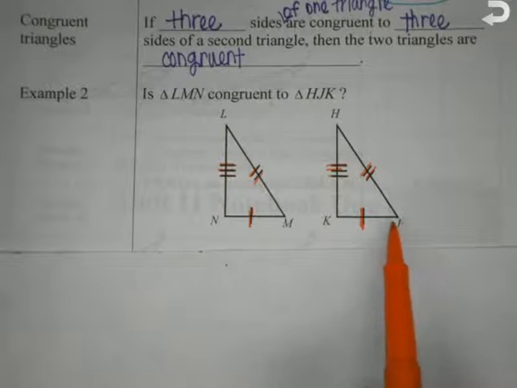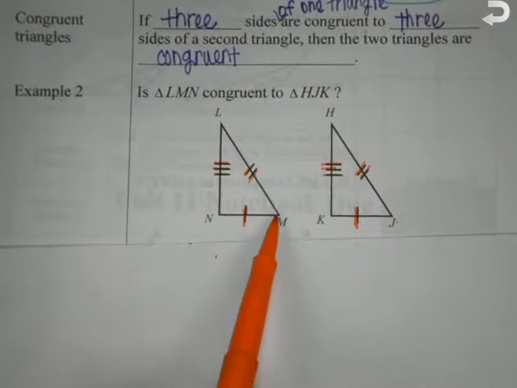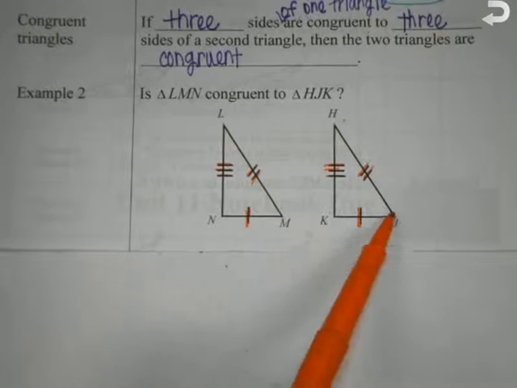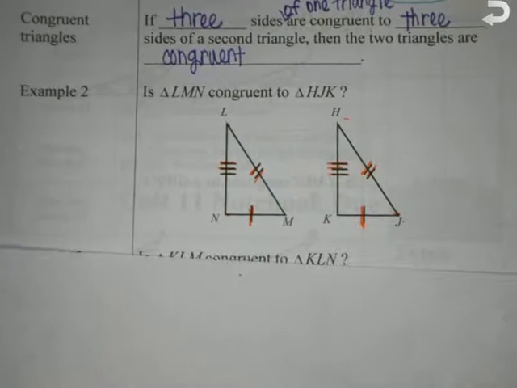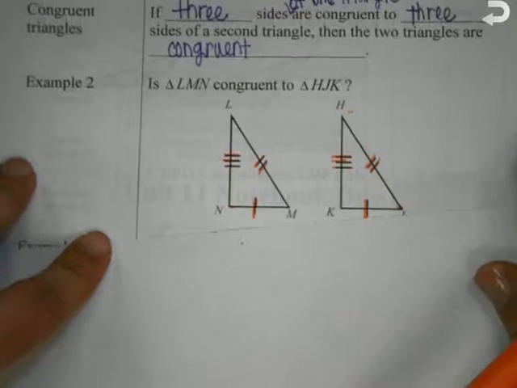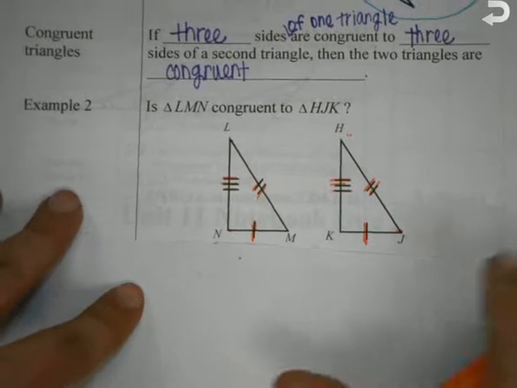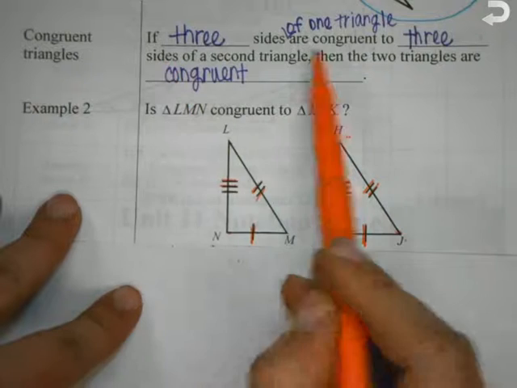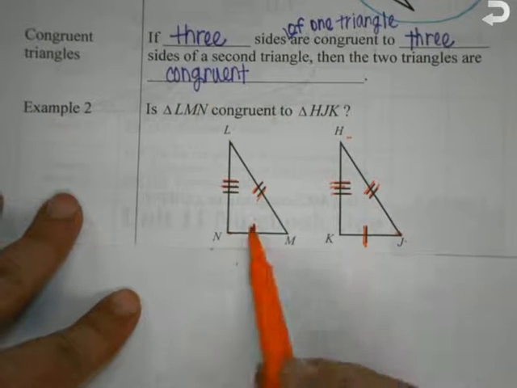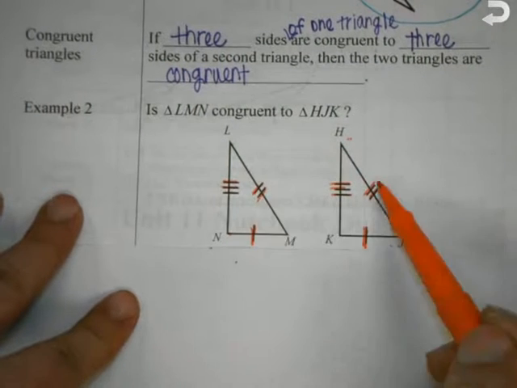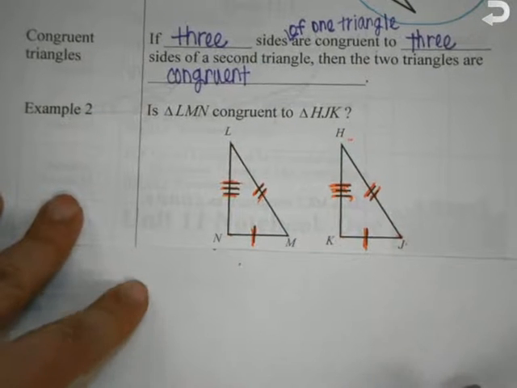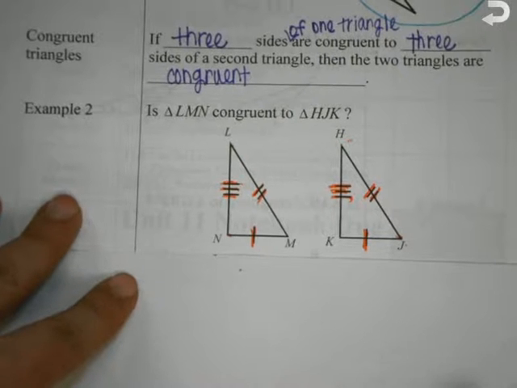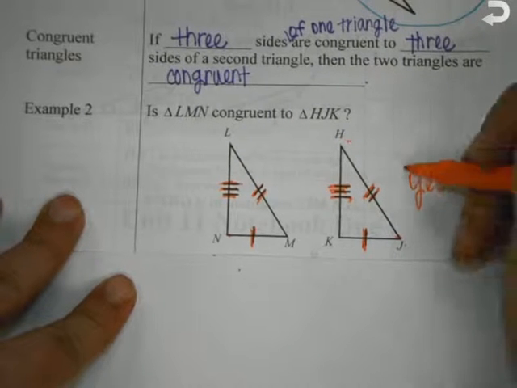So LM is the same length as which one? HJ. And LN is the same length as HK. So we're looking at the number of dashes it has. Okay, so let's look at it. Does it complete the rule that all three sides of one triangle are congruent to all three sides of a second? Yes, this side is congruent to that one. LM is congruent to HJ, and LN is congruent to HK. So all three sides are congruent. So are these two triangles congruent? Yes. So the answer is just yes. That's all you have to put.